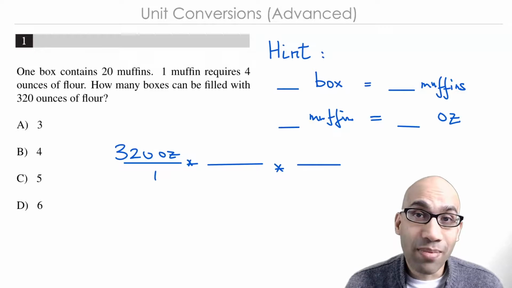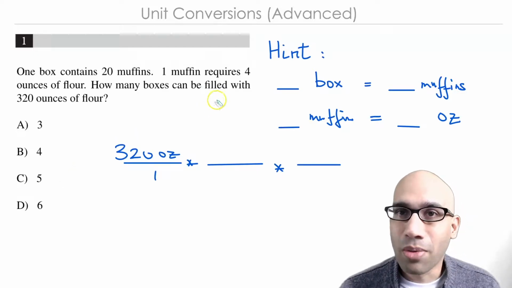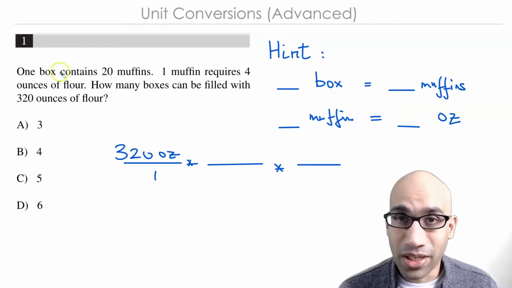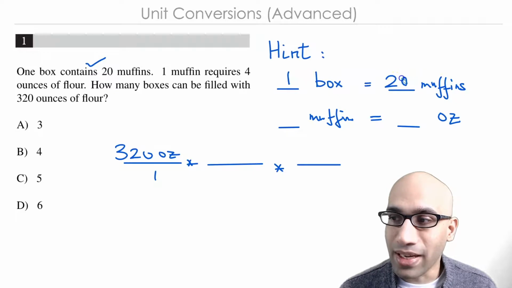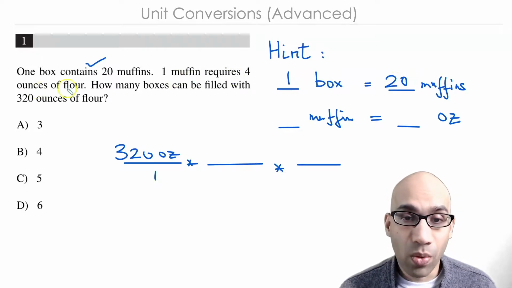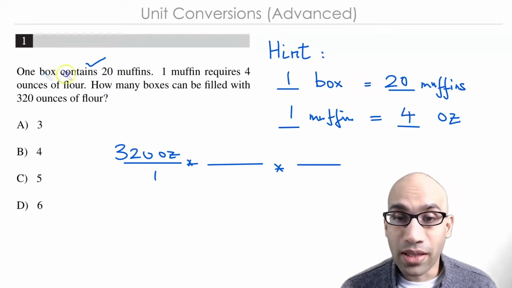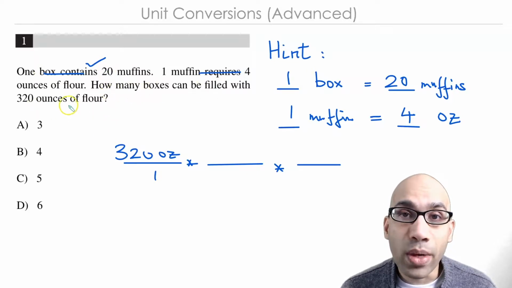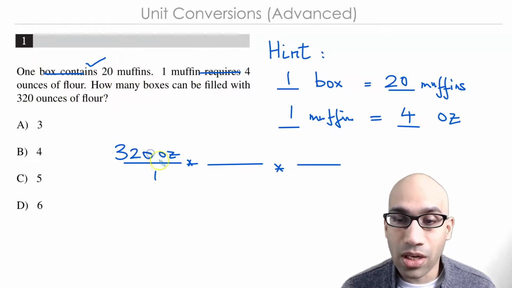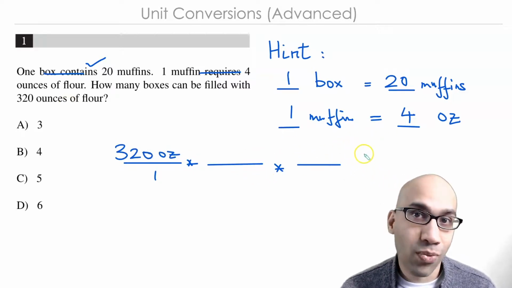All right, hopefully you were able to solve this problem. This is definitely one of the harder problems. So let's start this way. One box is 20 muffins. So one box is equal to 20. And then one muffin requires 4 ounces of flour. So you're just going to write down one muffin requires 4 ounces here. And you're done with this equation and this equation. So all that's left is how many boxes can be filled with 320 ounces. So know that the ounces are going to get canceled with ounces and everything else is going to get canceled and you're only going to be left with the box.